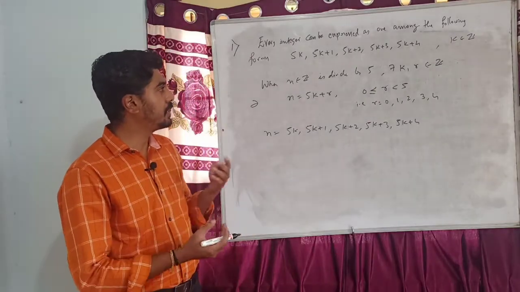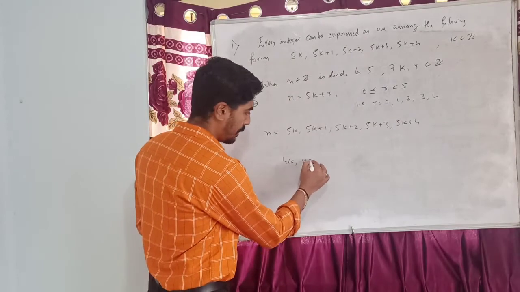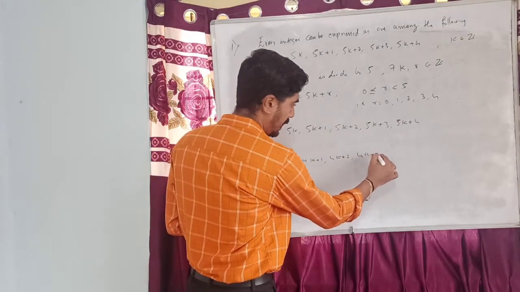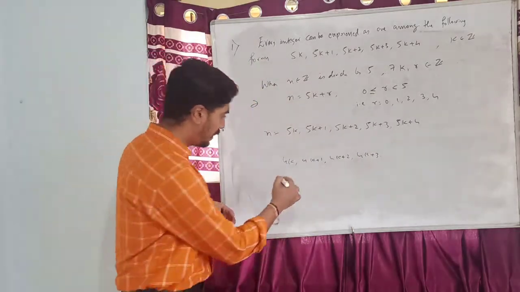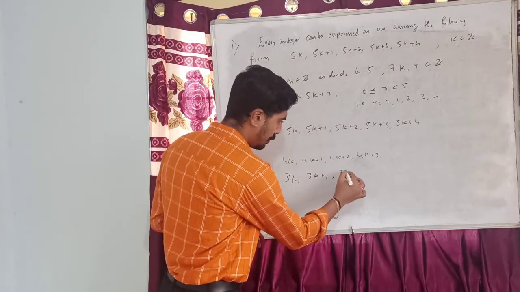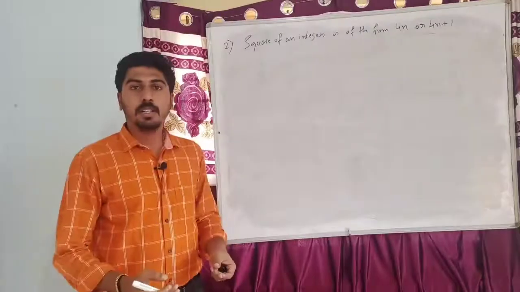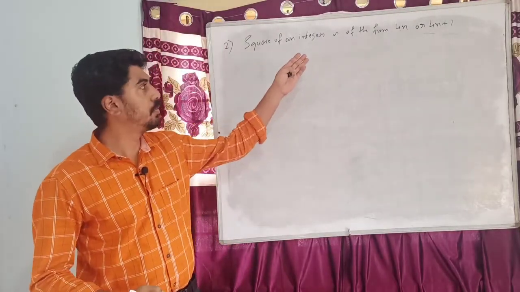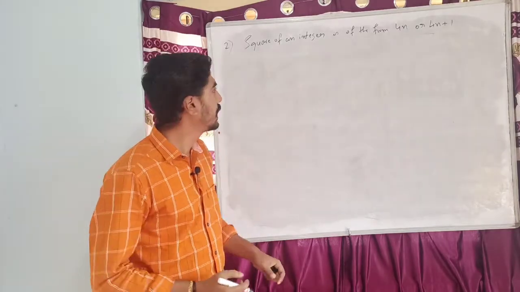Similarly, if I consider a division by 4, I get 4k, 4k plus 1, 4k plus 2 and 4k plus 3. When we divide by 3, we get 3k, 3k plus 1, 3k plus 2 and so on. Consider the next problem. Square of an integer is of the form either 4n or 4n plus 1.